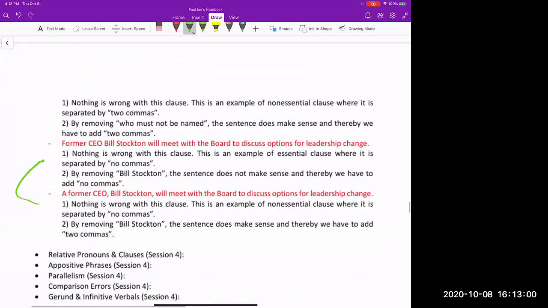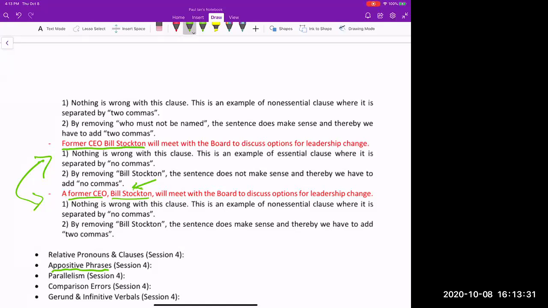Here, this is the other one. We'll talk about it next week, that appositive phrase. This is what you call an appositive phrase when you have something like this. Obviously, this is just a former CEO, and you're going to say something about the former CEO. Who is the former CEO? It's Bill Stockton. It's a modifier, but it's not a participial. It's an appositive. And sometimes you have something like this.